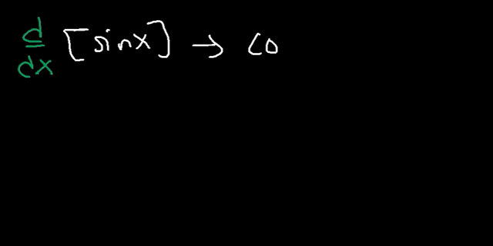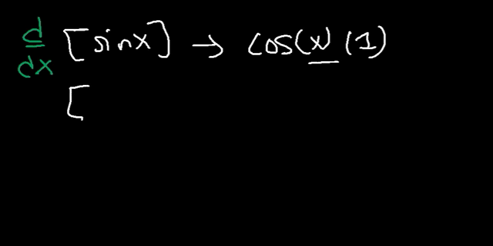So let's try some examples. Let's say if we want to find the derivative of sine x. The derivative of sine is cosine x, and then differentiate the inside. The derivative of x is 1.